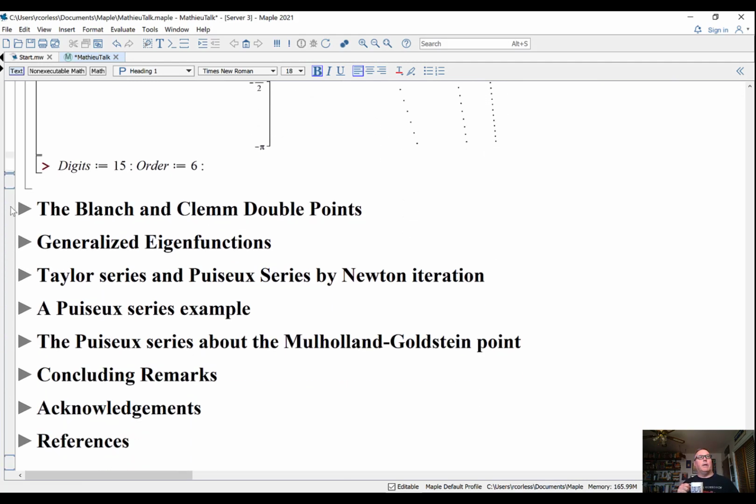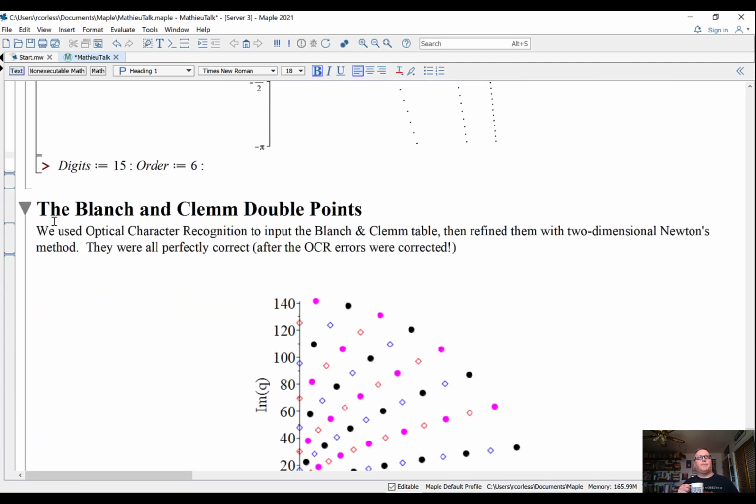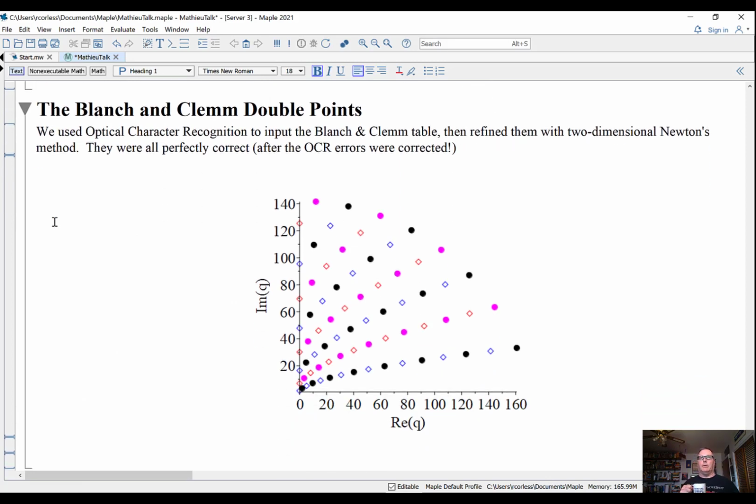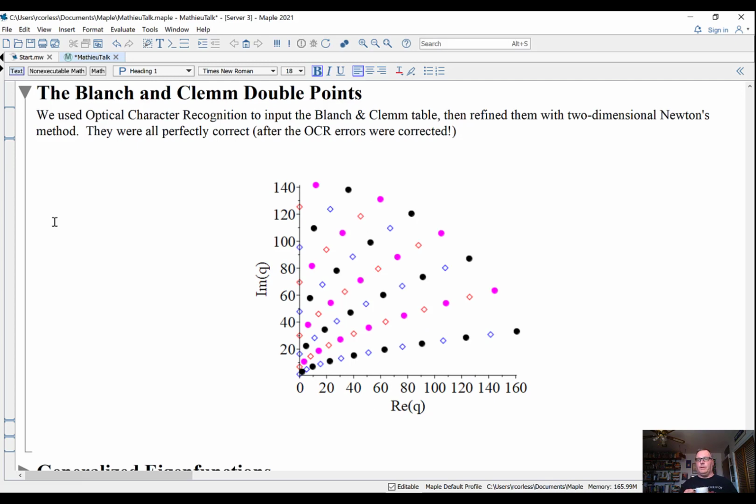All right, the Blanch and Clem double points. Blanch and Clem, 1966, printed a table of their double points. And there are a lot of them. I wasn't going to retype those things in, so we used optical character recognition. There were some really, really funny OCR errors. 6 got recognized as a Russian B.